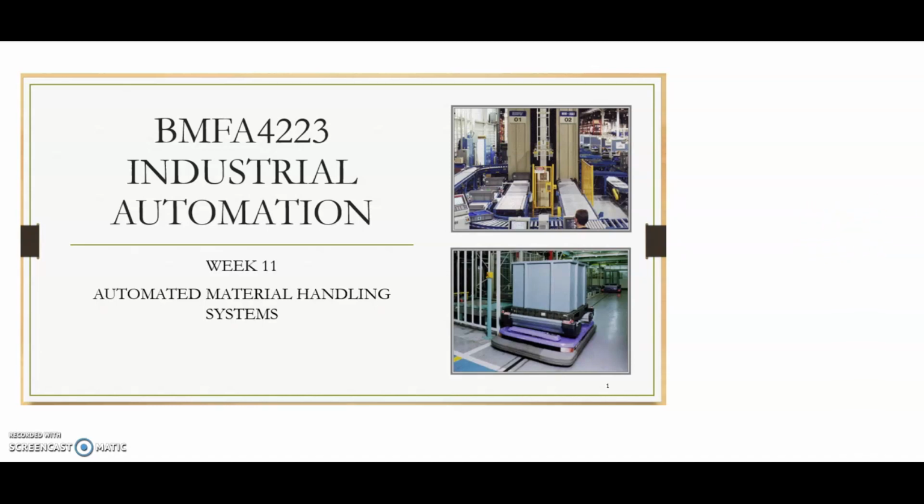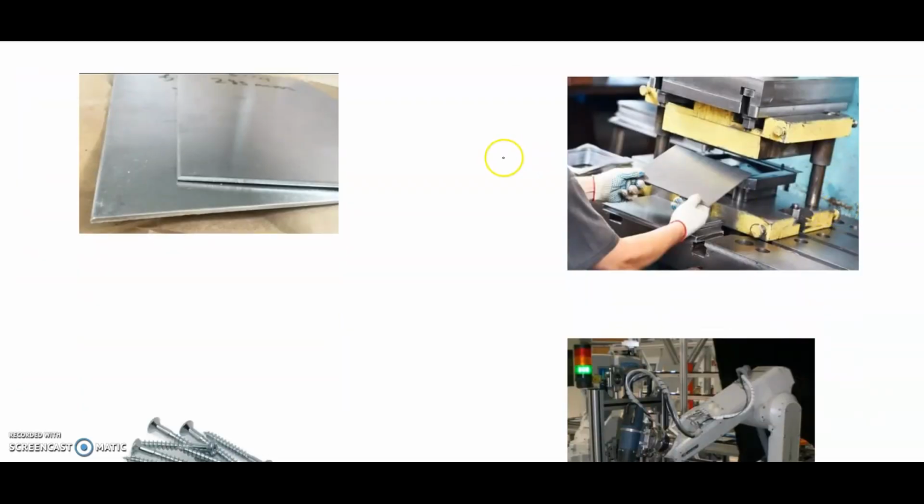Okay, for this week, we're going to cover a new chapter called Automated Material Handling Systems. So what is the importance of material handling systems in manufacturing systems? For example, if we have aluminum sheets that need to be transferred to the production lines, how are we going to carry these materials? How frequently should we carry them, and what is the best way to carry them?